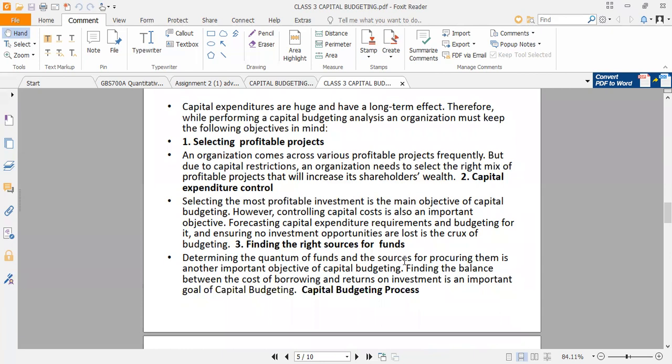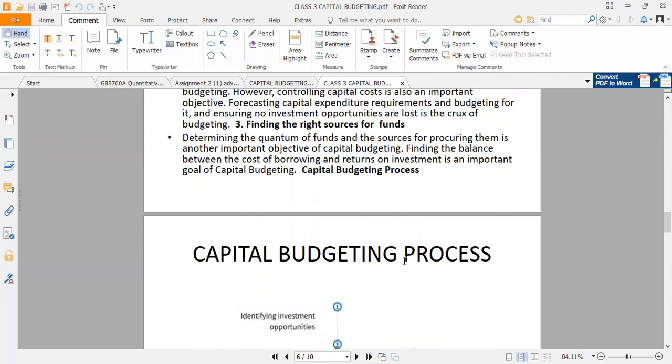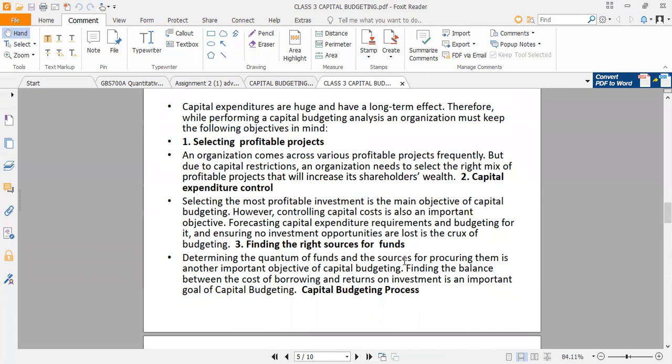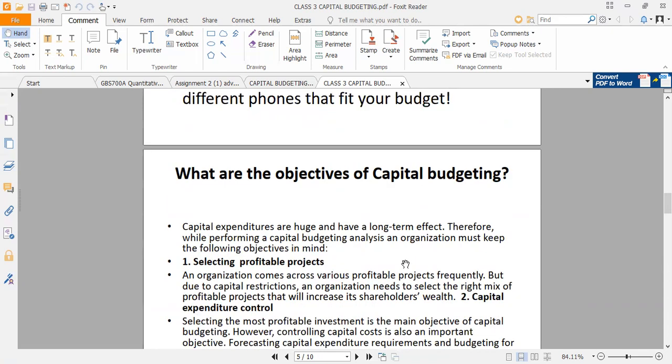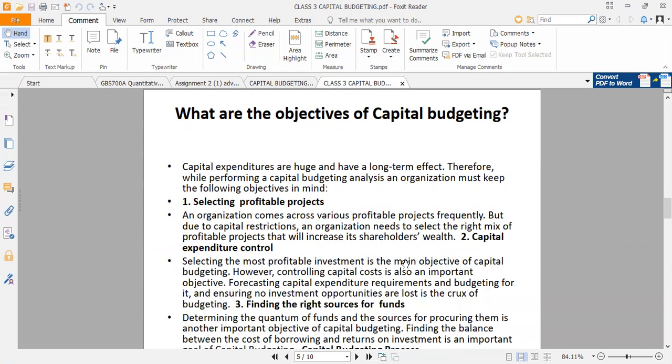Then you also look at finding the right sources for funds. Of course, you also have to consider capital expenditure control. So that's number 2, capital expenditure control. First of all, the first objective is to select the profitable projects. That's the objective of capital budgeting.